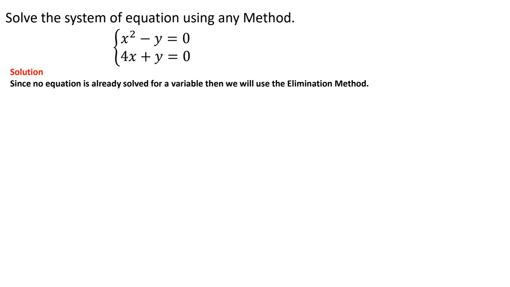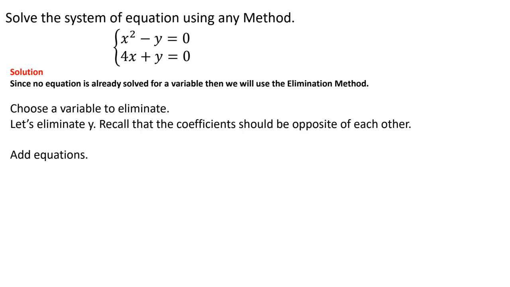All right, so when we add the two equations together, x squared minus y equals 0 plus 4x plus y equals 0, we're going to get x squared plus 4x is equal to 0. Okay, we eliminated the y. Now we need to solve for x. We can use the quadratic formula, we can factor, and I think that's the best way to solve this particular problem.